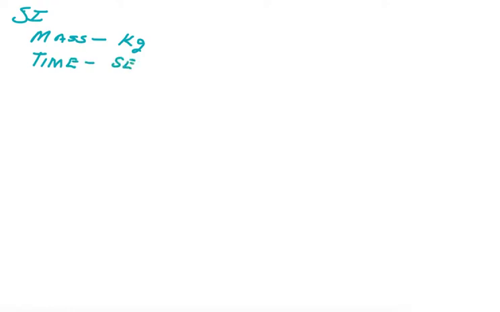For the SI system, the units of mass is kilograms. The units of time is seconds. The unit of length is meter.